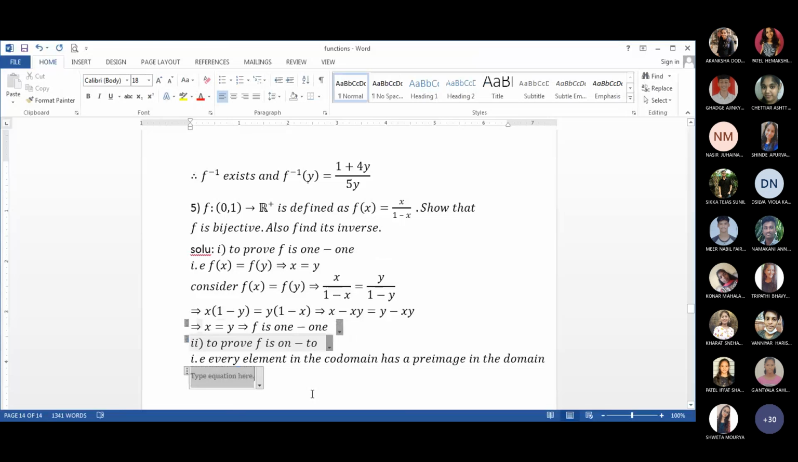So what do we do for that? We start with y equals f of x. This will give an expression for y in terms of x. So we get y equals x upon 1 minus x. Now, simplifying this, I have to express my x in terms of y. Here y is in terms of x, and I have to simplify it to express x in terms of y.